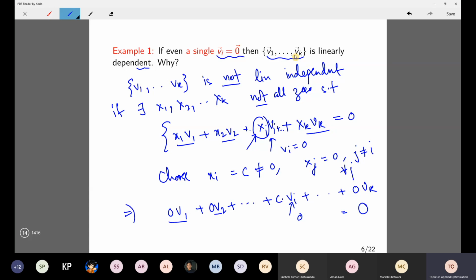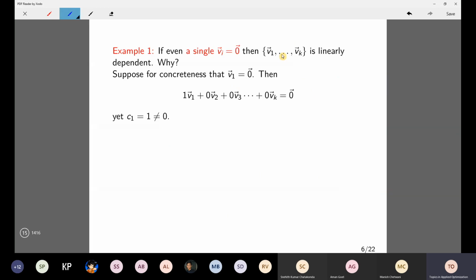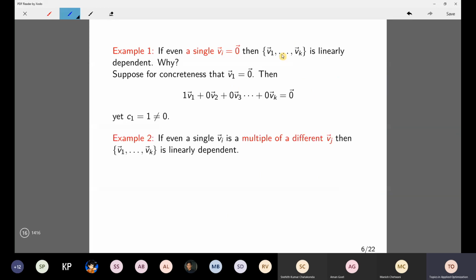So this proves that in any vector collection, if you have a 0 vector, it is going to be dependent. Okay, so this is what is proved here. If even a single vi is a multiple of a different vj, then v1 to vk is linearly dependent. So you can again establish this fact that if any of the vectors vi is some multiple of vj, then the whole set is going to be dependent.